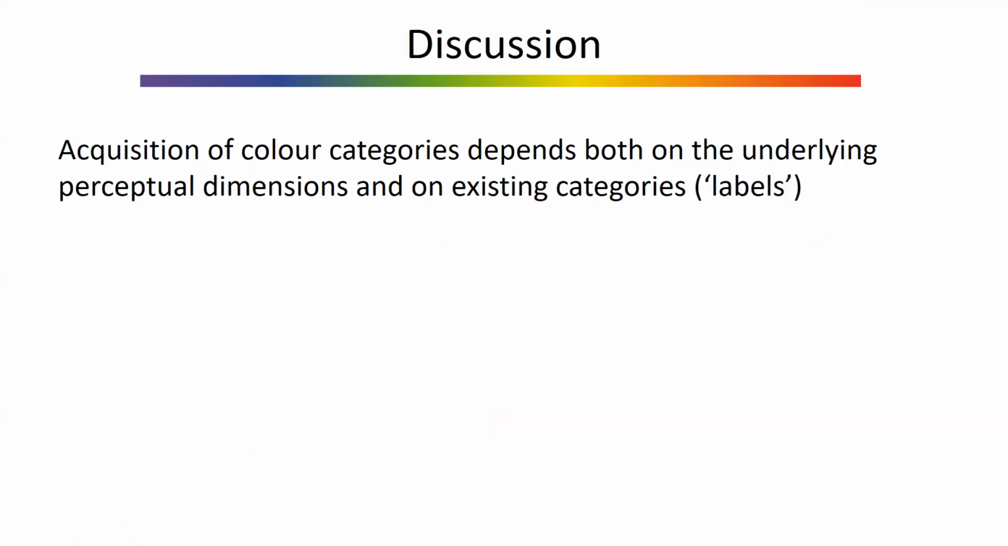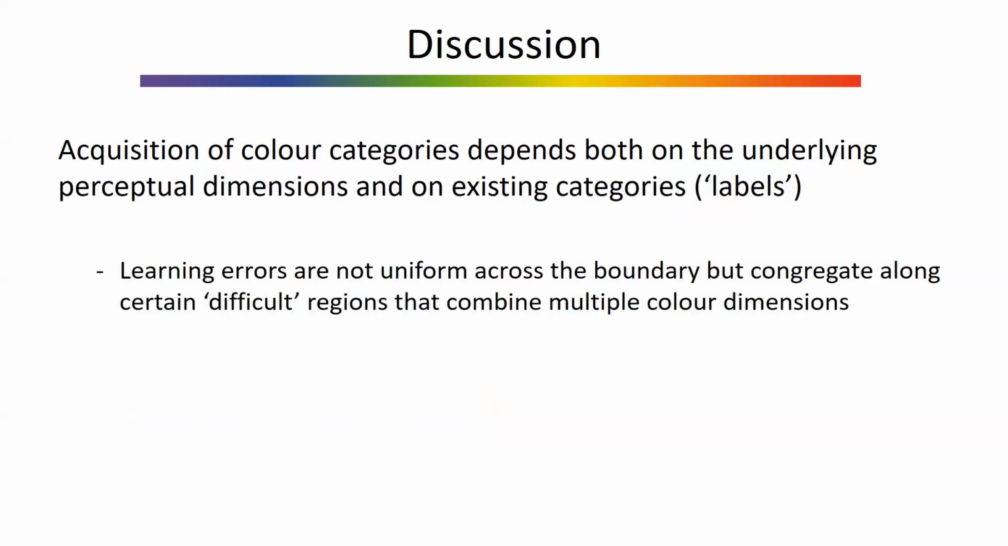So in conclusion, the acquisition of color categories seems to depend both on the underlying perceptual dimensions of lightness and hue, and on the existing categories that participants are applying during learning, so the labels that they are using to help themselves learn. Learning errors were not uniform, as one might predict. If participants are learning only one thing, they actually congregate along certain difficult regions that combine the dimensions.